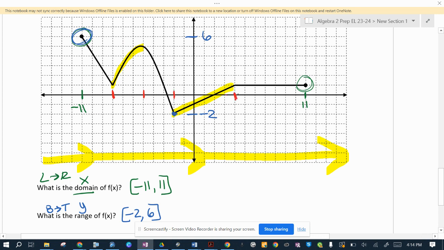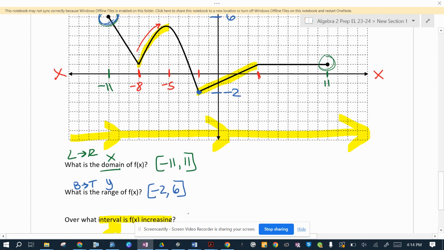So we're using our x values, again, always using our x-axis to describe. It starts here at -8, and it increases until we get to -5. So the first interval of increasing is going to be -8 to -5. And then we have a second interval, so we're going to use a union to say and. It starts increasing again here at -2, and it keeps increasing until we get here at 4. So from -2 to 4.